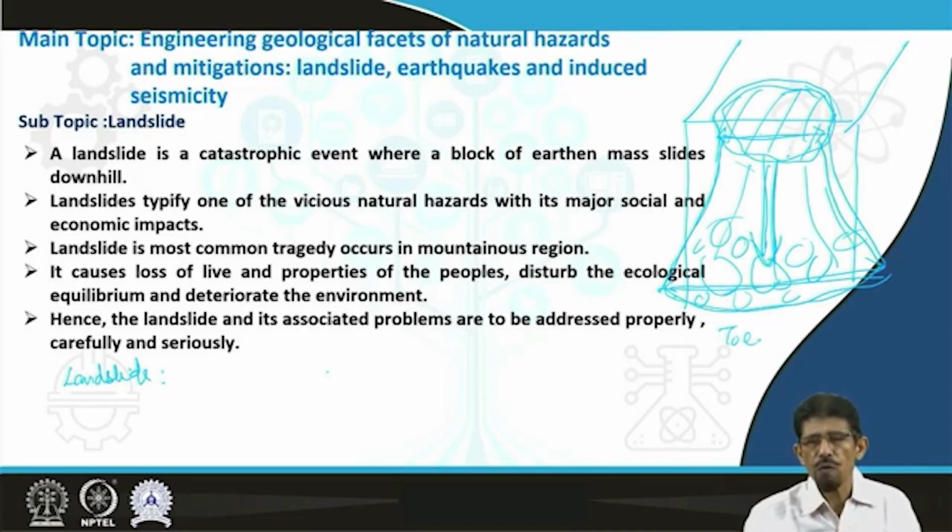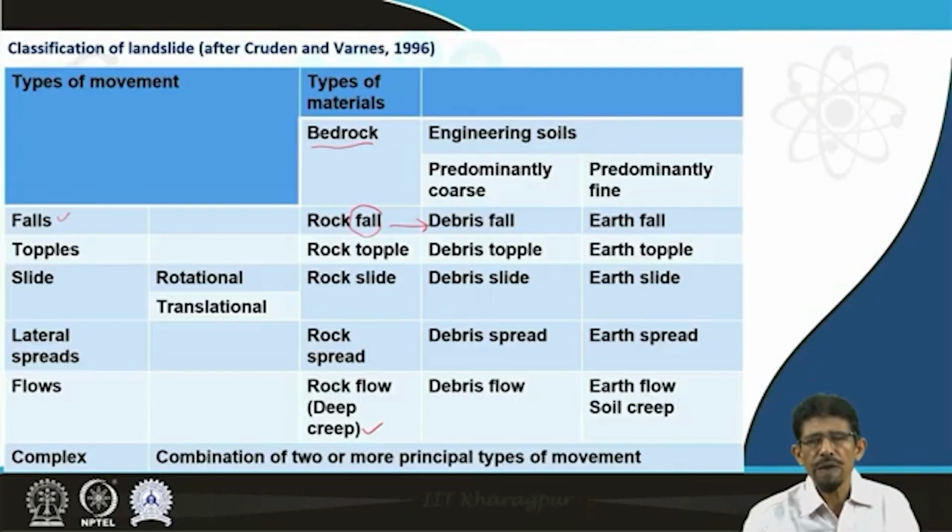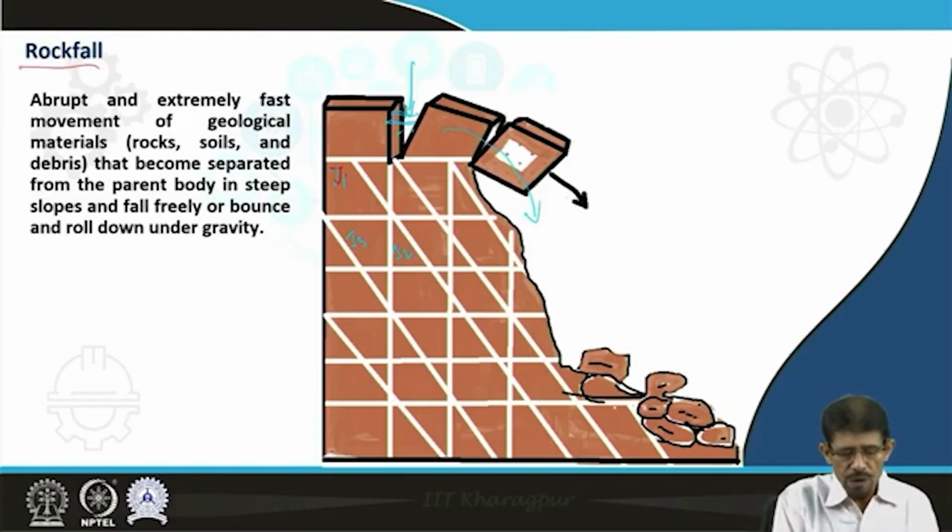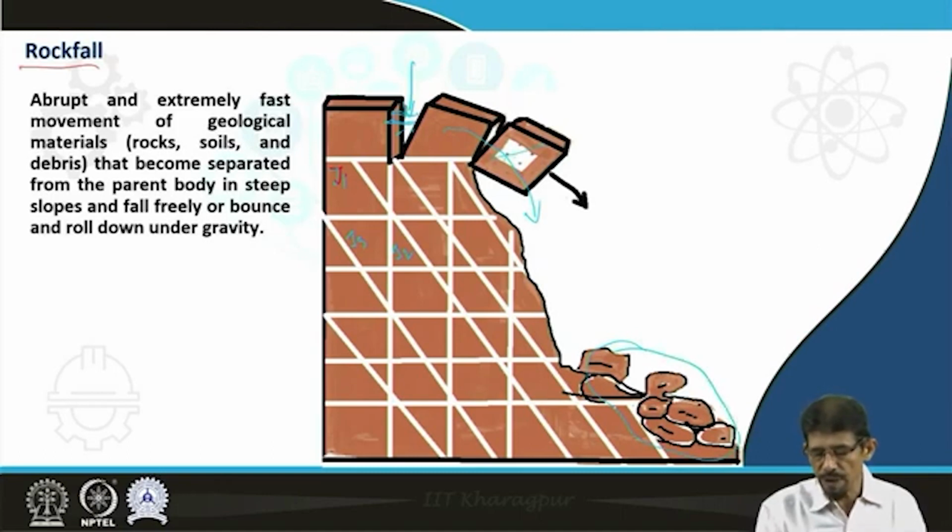So downward, outward movement of geomaterial under the influence of gravity is recognized as landslide. The landslide can be categorized, as we have already discussed, in different categories based on speed, based on bed encounter, based on type of materials, etc. The rock fall, you can see here, the expansion accumulation is wider in comparison to the intact dimension. The abrupt and extremely fast movement of geological or geomaterial like rock, like soil, like debris is recognized as fall.